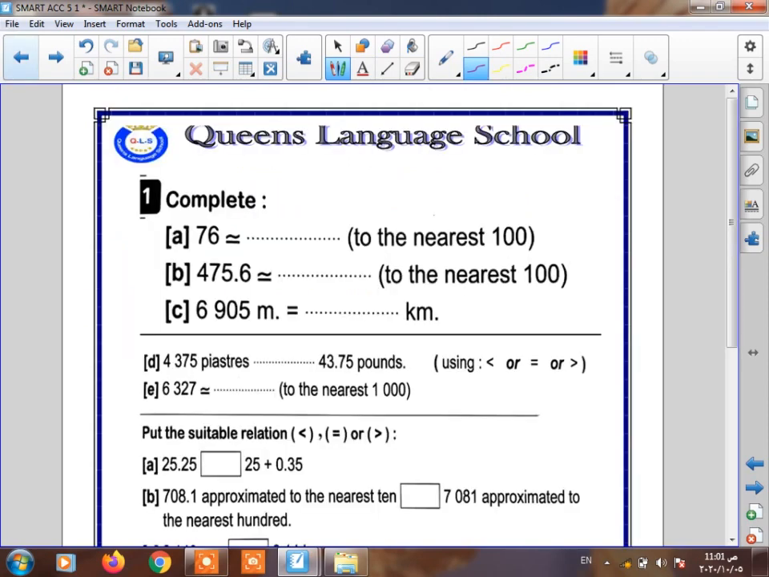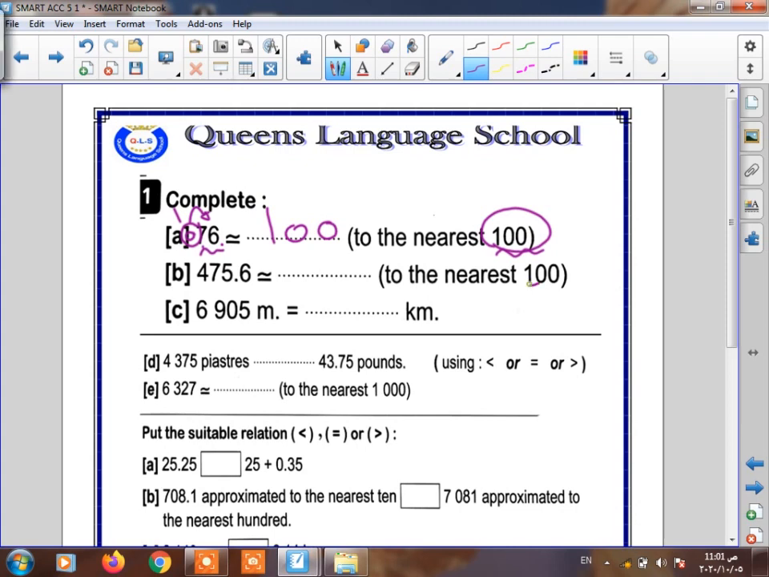Here, complete. 76 approximate to the nearest 100. He said approximate to the nearest 100, so I'll circle the hundredth digit. Here, unit, tens, hundred. I have 100. No, I put 0. Then circle it. How many digits before it? 2 digits. Change it into 2, 0. Then look at the previous digit to the circled one. 7 from which group? 5 or more, add 1 more. Add 1 more to the circled digit. 1 plus 0 equal what? Equal 1.